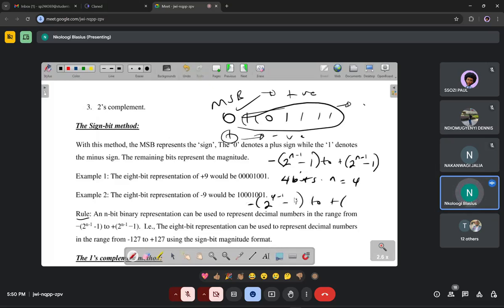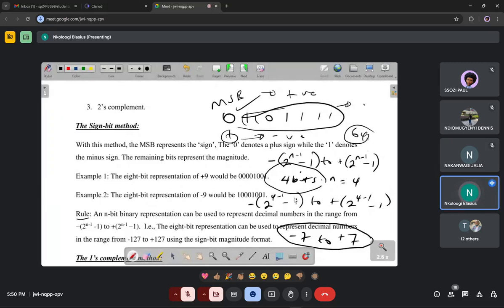to a positive 2 to power n minus 1. That will be 2 to power 3, which is 8, 8 minus 1, which is 7. So negative 7 to positive 7. In that case, that will be the range if your machine can only store up to 4 bits. If it is 64, then again, same thing, compute the 64 into that.